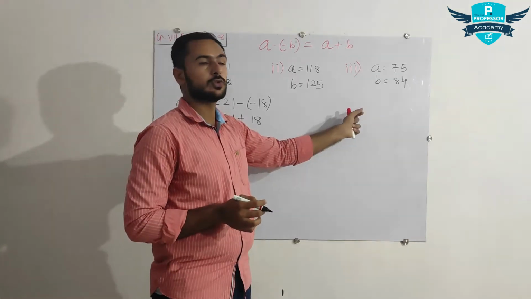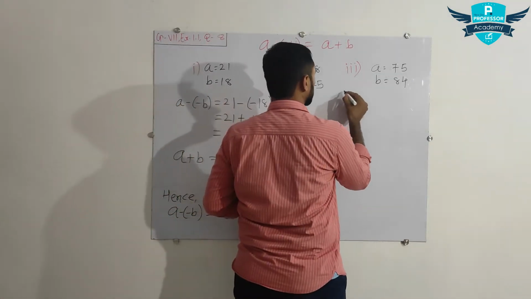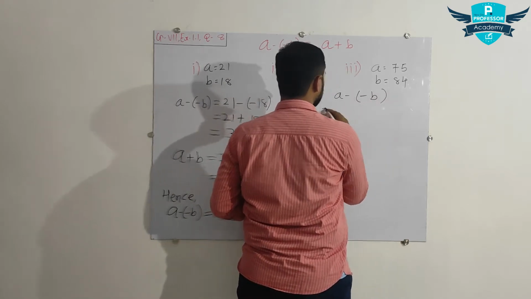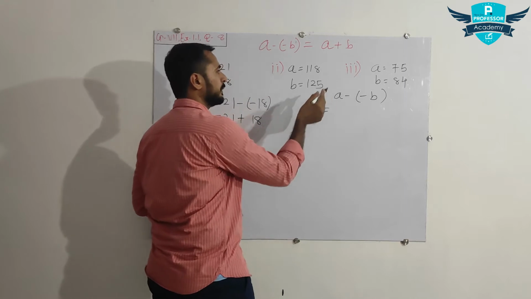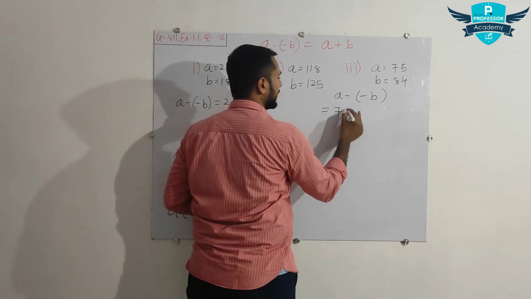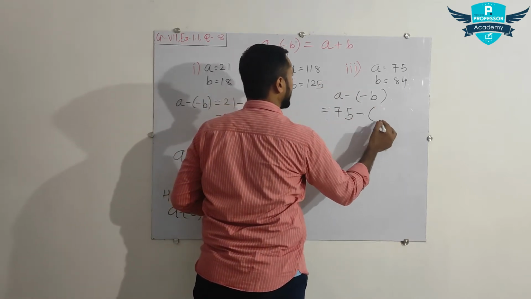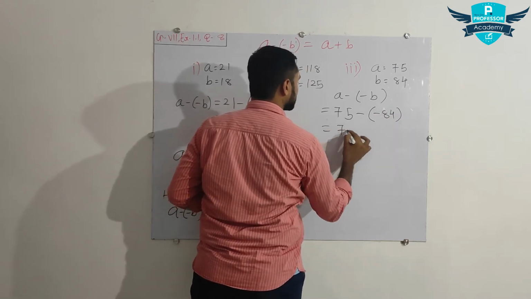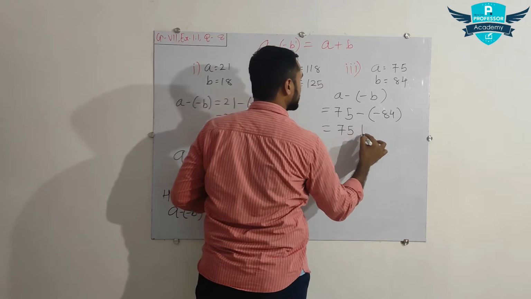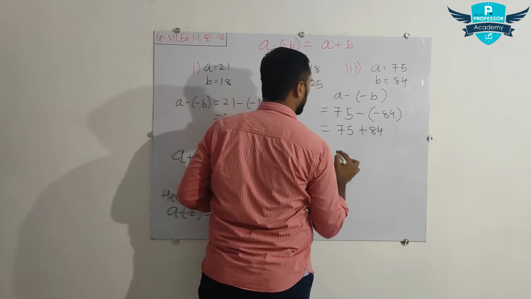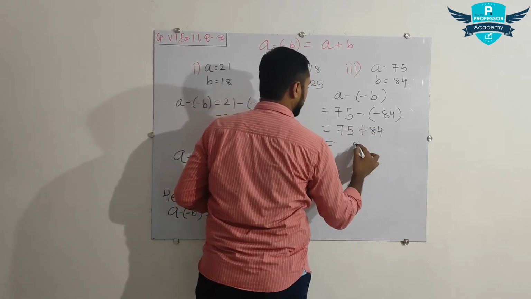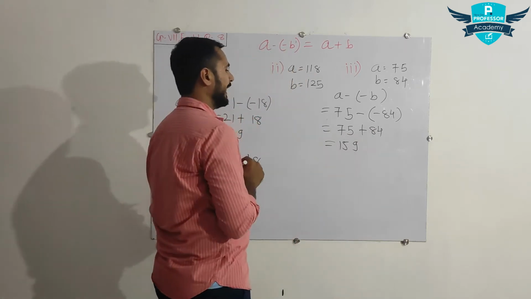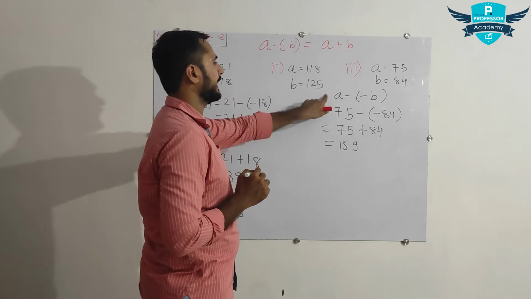Now here I am going to do this. So again, what I will write, a minus b, which is equal to, I will just write down the value for a, that is 75, minus b like this. It means 75 minus plus 84. So it's 9, 7 and 8, 15. Here we have 159 for a minus b.